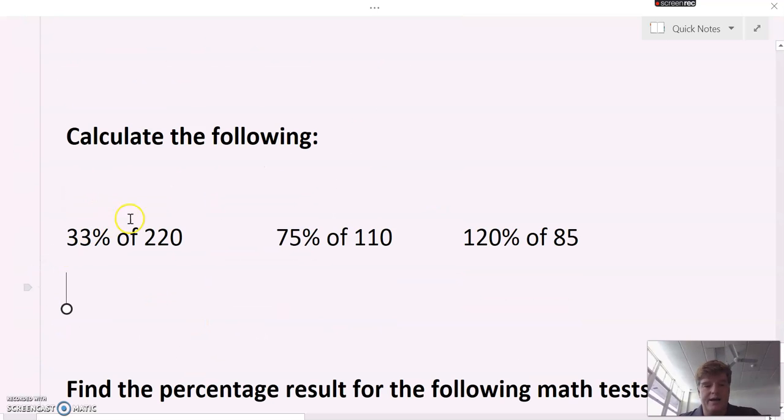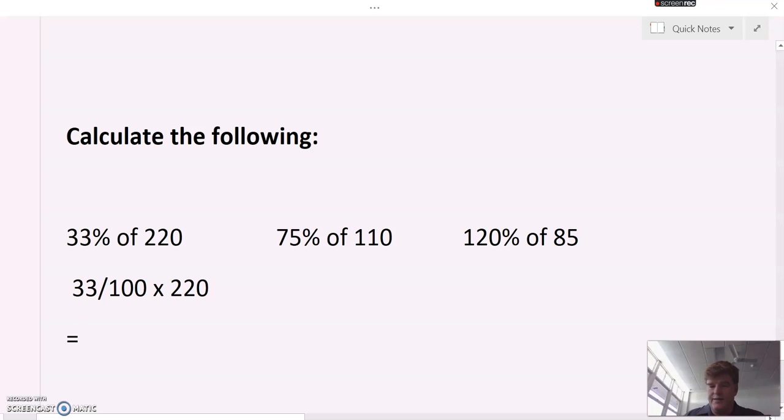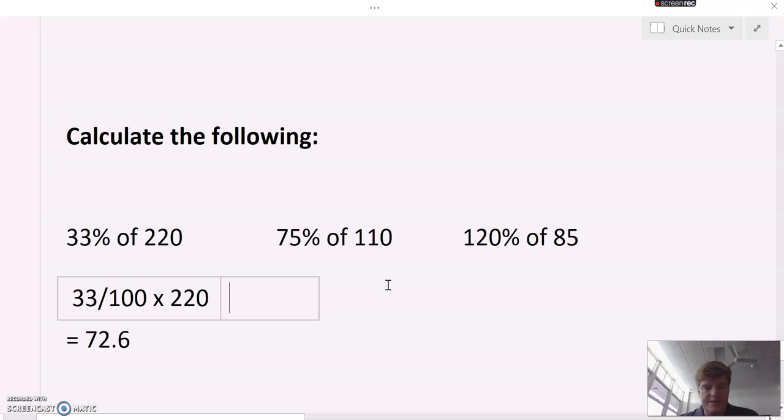Now we've got to do some calculations of the following here. 33%. 33% is just 33 per 100. So I remember it's 33 divided by 100 multiplied by 220. And when I calculate that on my calculator, 33 divided by 100 multiplied by 220, that gives me 72.6. Okay, let's go to the next one.